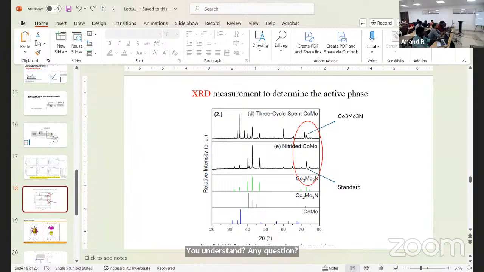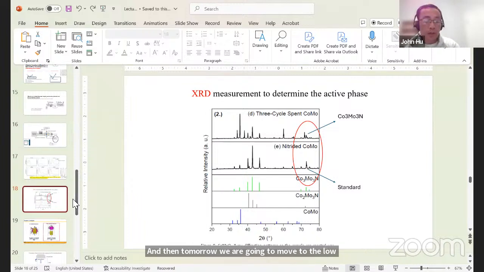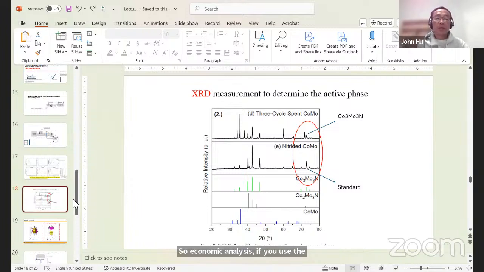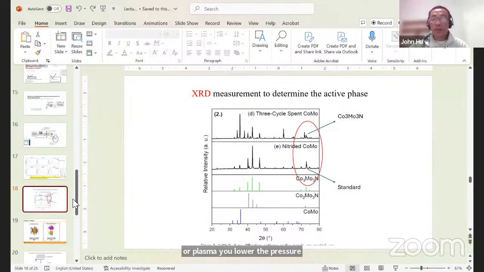All right. Now, this is the last part of the lecture today. And then tomorrow we are going to move to the low pressure separation and economics because they tie to each other. So in the economic analysis, if you use the unconventional, let's say microwave or plasma, or chemical looping, you lower the pressure, and your back end separation cannot be cryogenic, so it has to be technology like a solvent, pressure swing, or membrane. So that ties with the economics. That will be tomorrow. But today I really need to finish the plasma chemical looping.